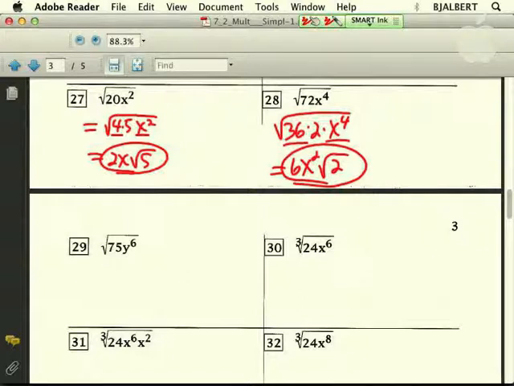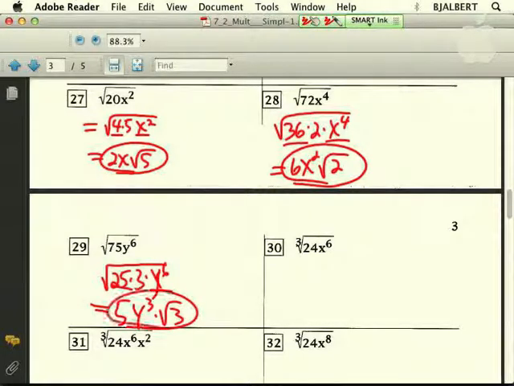For number 29, the biggest square that goes into 75 is 25. And the square root of 25 is 5. The square root of y to the 6 is y cubed. There's the answer to number 29.